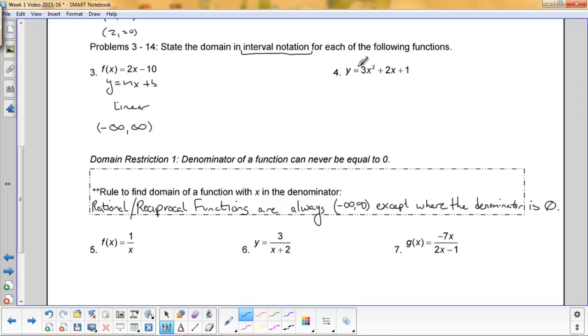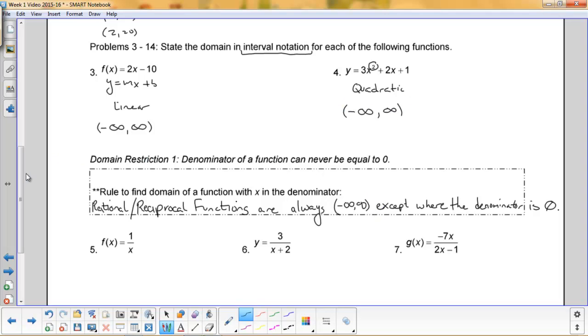All right, y equals 3x squared. Ooh, that would be a parabola. That's a quadratic. All right, a quadratic function has no restriction on its domain. Therefore, it will go from negative infinity to infinity.